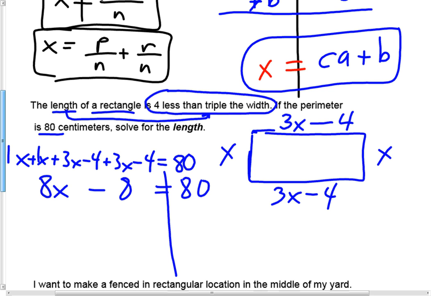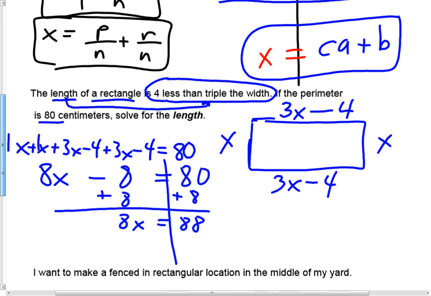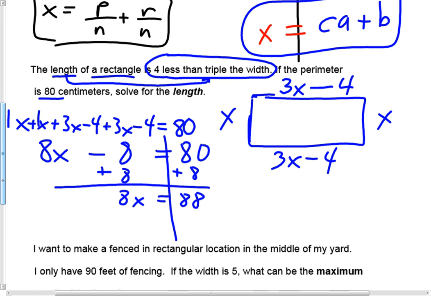If you can draw this, then this is pretty easy. I'm going to add 8 to both sides. 8x equals 88. What's my final step? 11. A little division by 8. x equals 11.